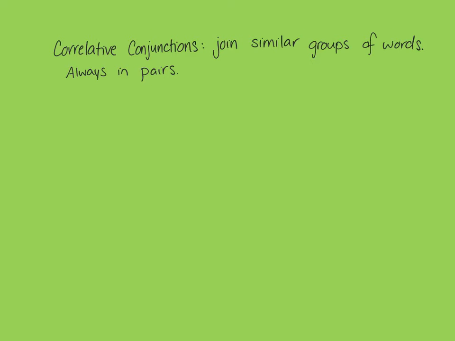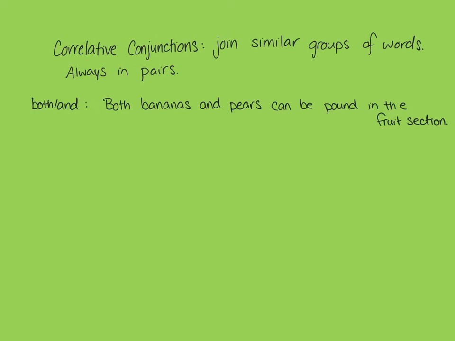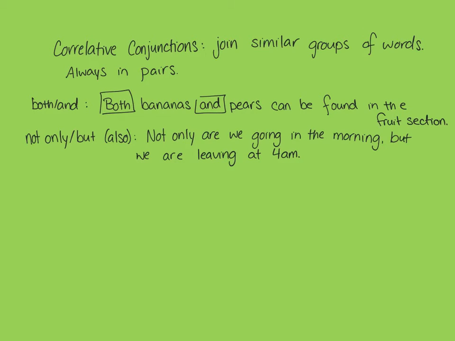Correlative conjunctions join similar groups of words, and they always come in pairs of conjunctions. So I'll give you examples for each of these. The first set of conjunction pairs is both and. So for example, you could say both bananas and pears can be found in the fruit section. Now, hopefully you spell this right and don't put pound. There we go.